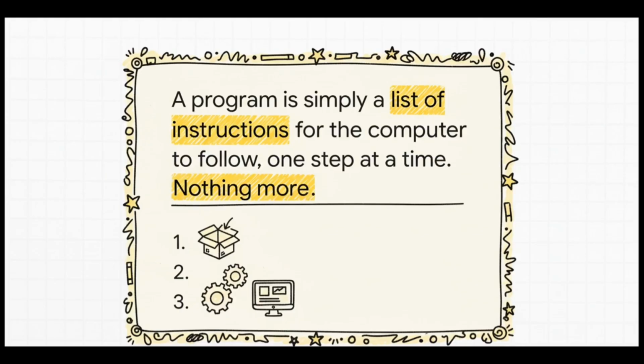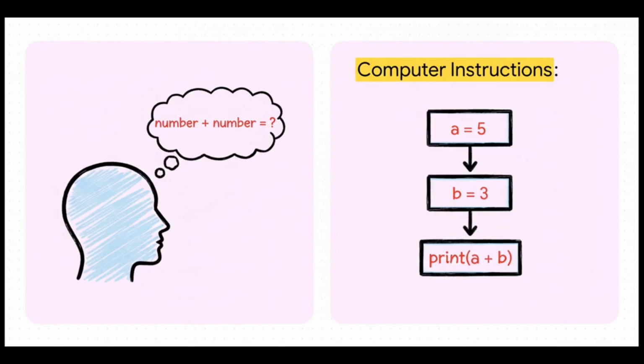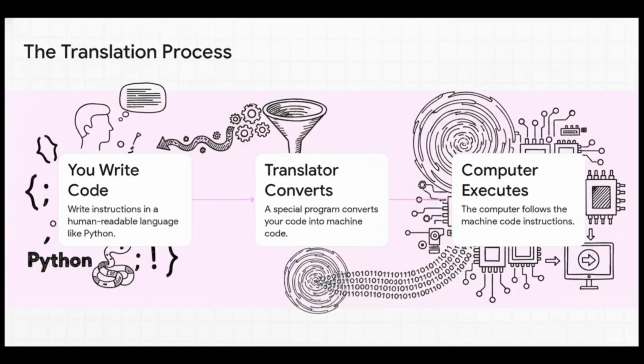Nothing more, nothing less. And this shows the translation process perfectly. In our head, the idea is simple: add 2 numbers. But to a computer, you have to spell it all out. You have to say, hey, computer, make a little box, call it A, and put the number 5 in it. Then make another box, call it B, put 3 in it. And only then can you say, now add what's in those 2 boxes and show me the answer. Every single step.